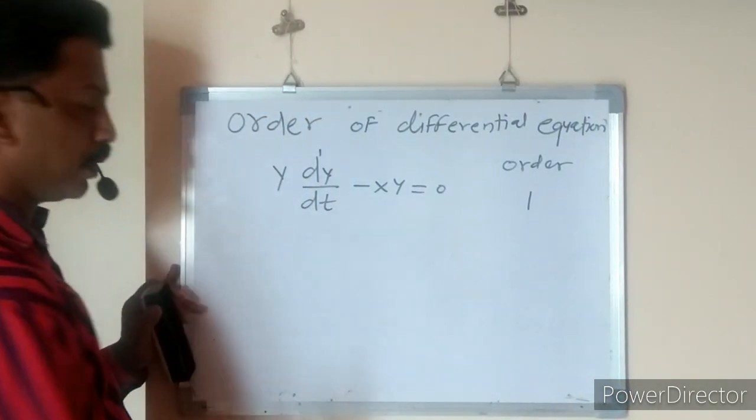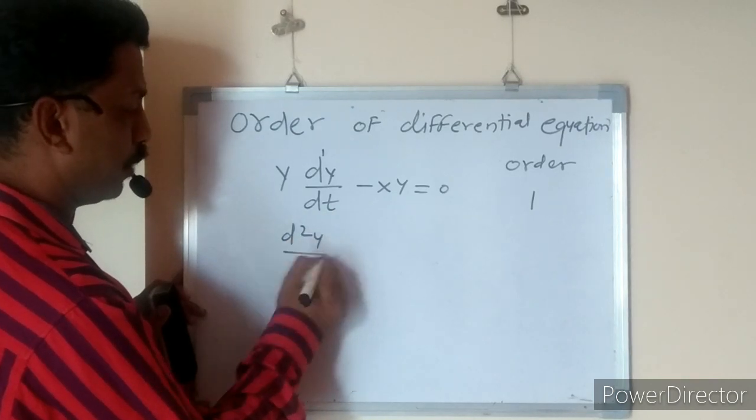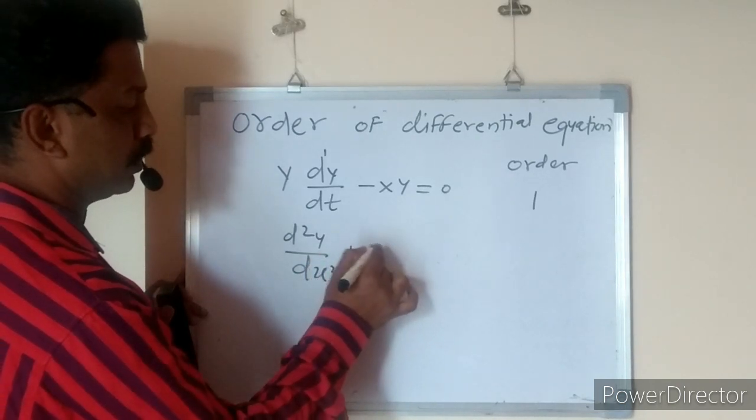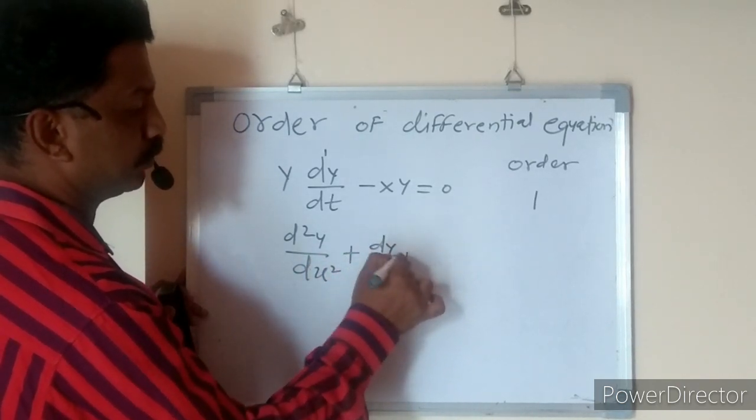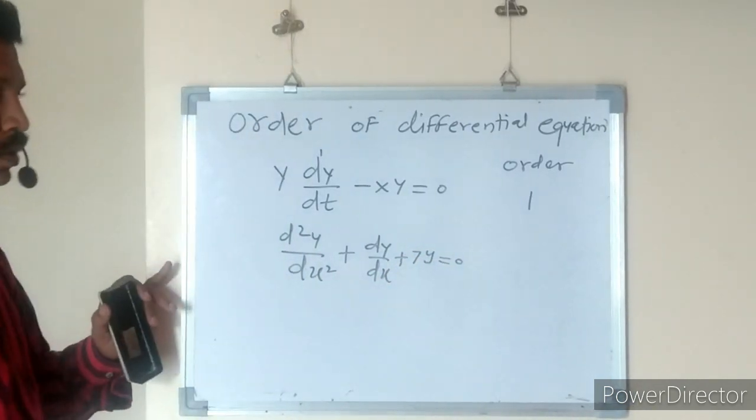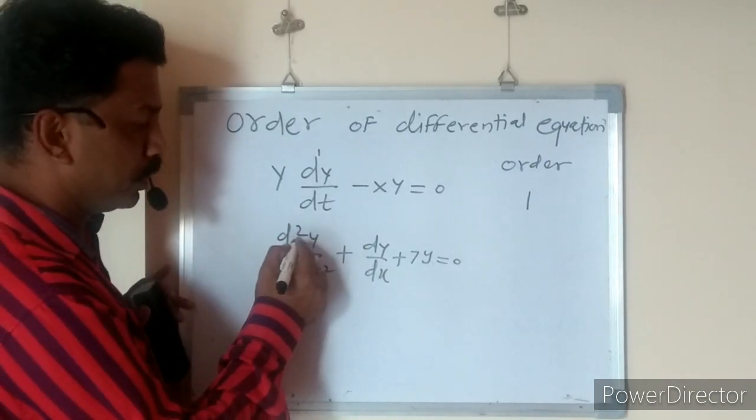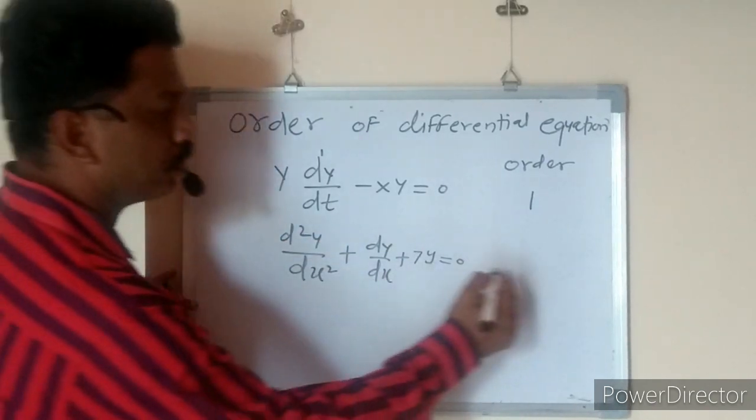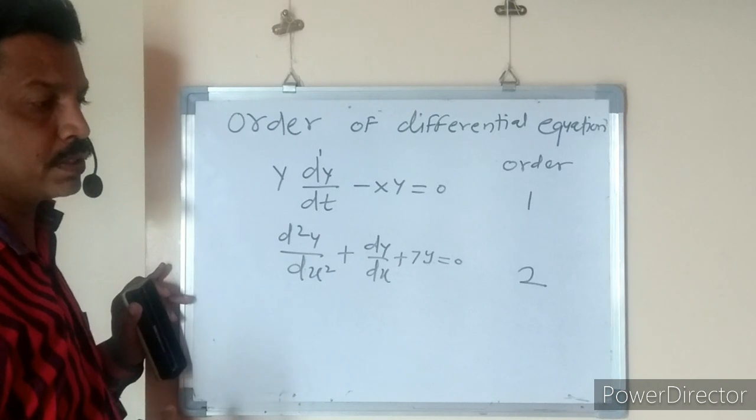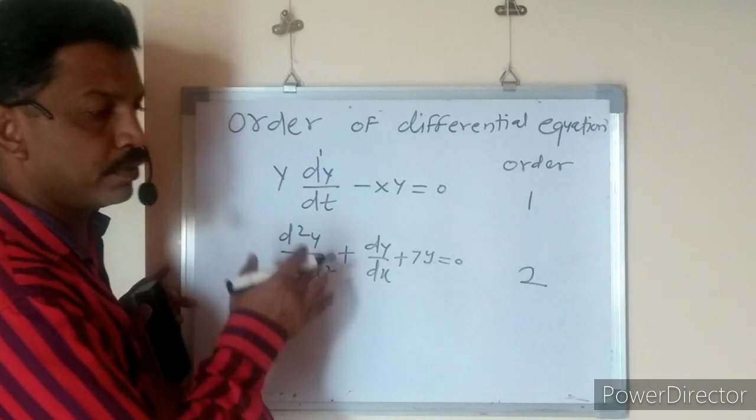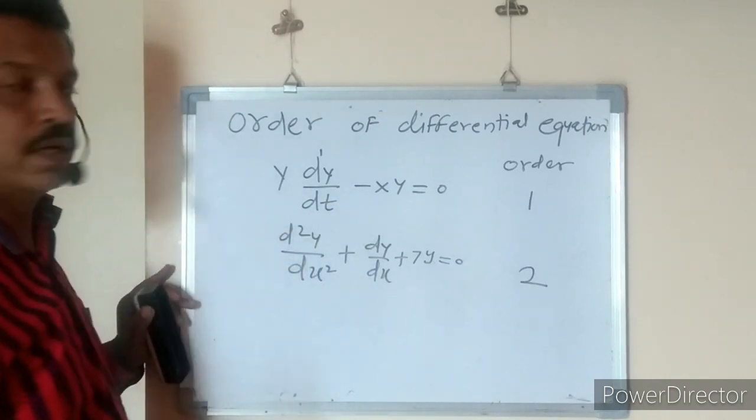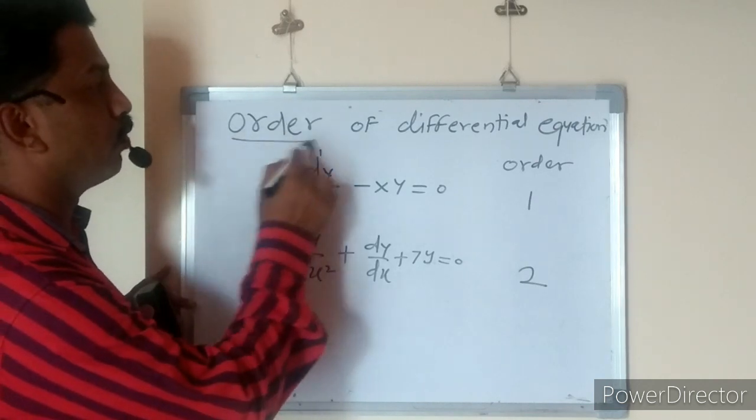If we take another example, that is d2y/dx² + dy/dx + 7y = 0. Here the highest derivative is of order 2, so the order is 2. Again we say that the order of a differential equation is the order of the highest derivative contained in that equation. The order of the highest derivative in the equation is known as the order of that differential equation.